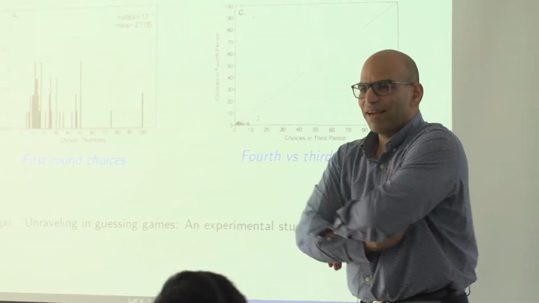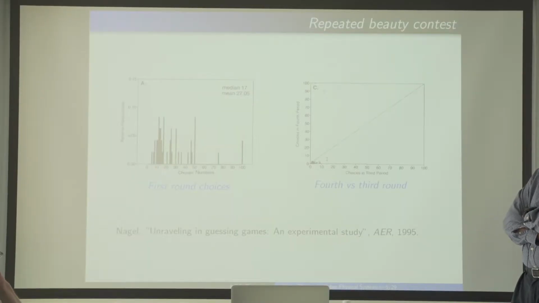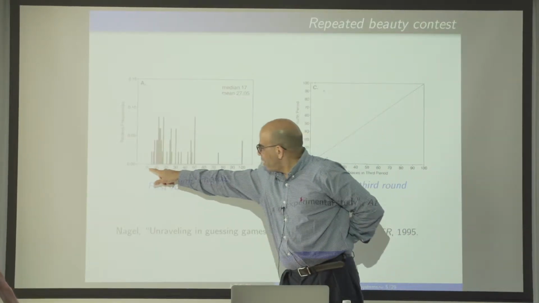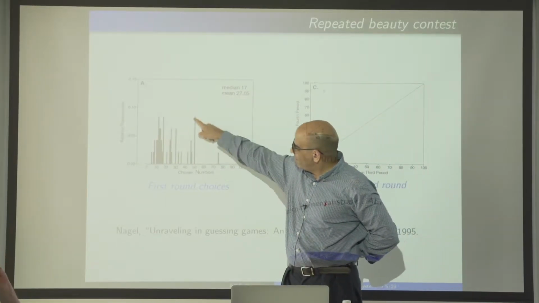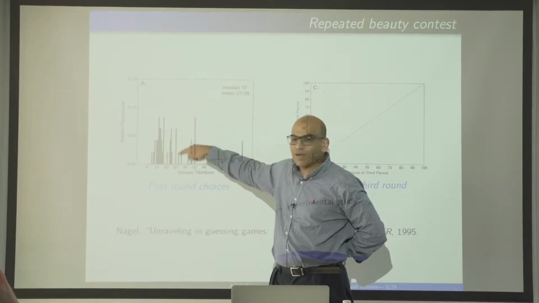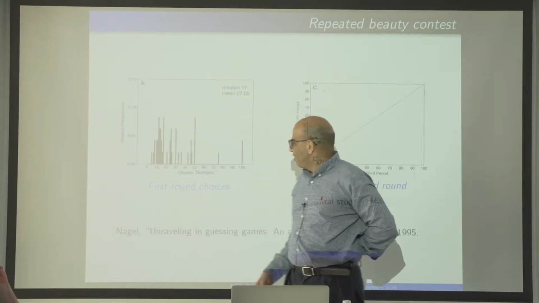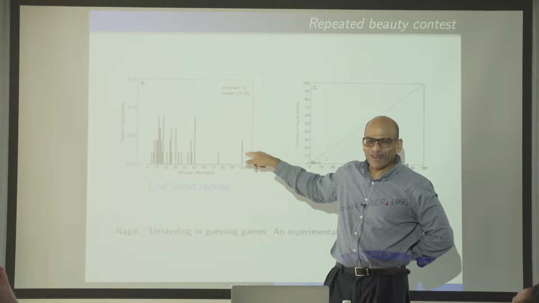But now this is the data that I was referring to at the end of the last lecture. This is the repeated beauty contest. And let's look at these selected numbers between 0 and 100 in the first round. And you see there's a cluster at 50. There's another cluster at 25, a bigger cluster at 13. Now, somebody said 100. There's always a jerk in the audience.